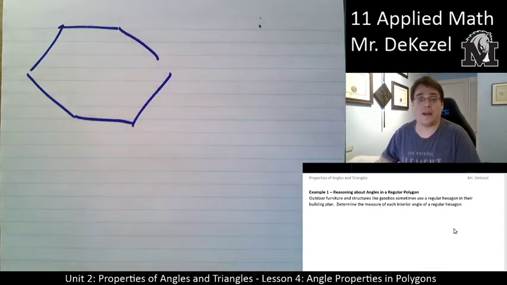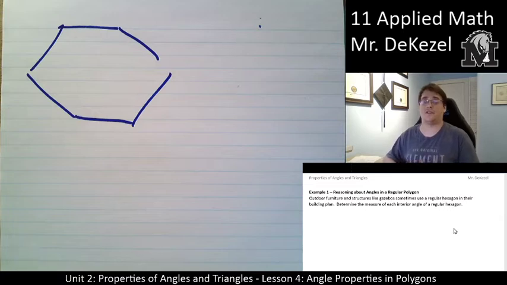That is a horrible hexagon, but you get the idea. If all the sides were the same length and all the angles were exactly the same, we would have a perfect hexagon. I'd actually need to draw that, because what we're doing is determining the measure of each interior angle.